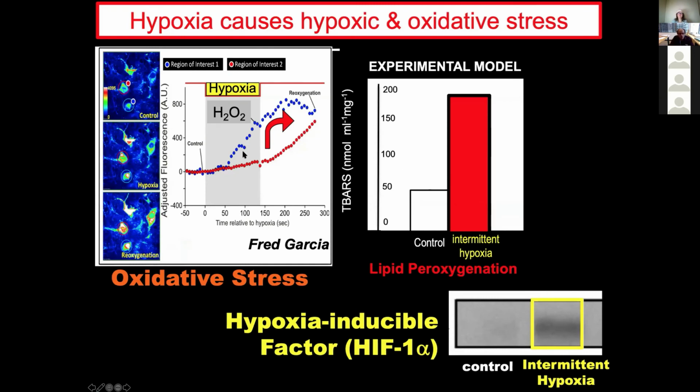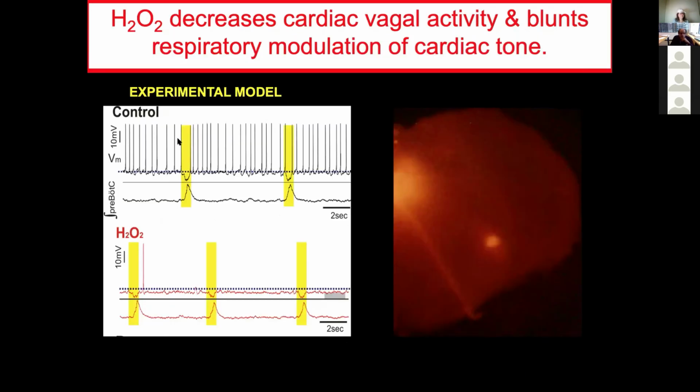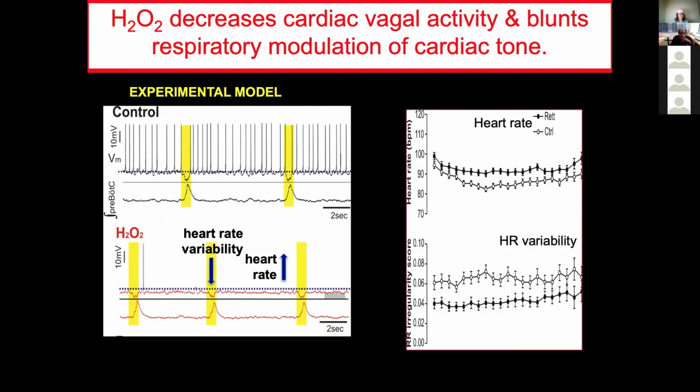If you record, for example, hydrogen peroxide production, you can see that during hypoxia these neurons produce reactive oxygen, release it into the environment, and create oxidative stress. What this does to these neurons is that they become inhibited. So they discharge much less, which means the heart rate will go up. And because they're inhibited, the breathing doesn't interrupt the heart rate anymore, so you get a decrease in heart rate variability. This is very similar to what you see in patients.